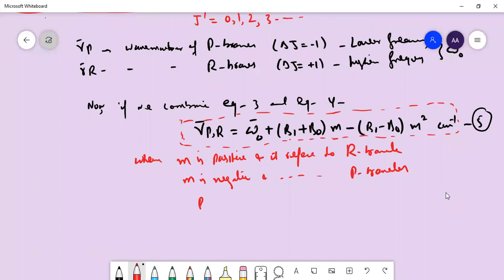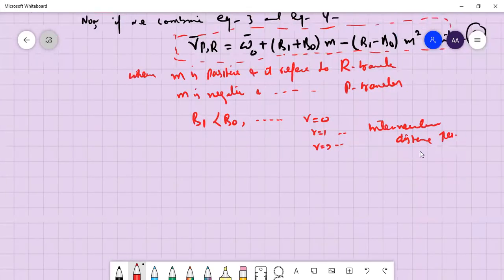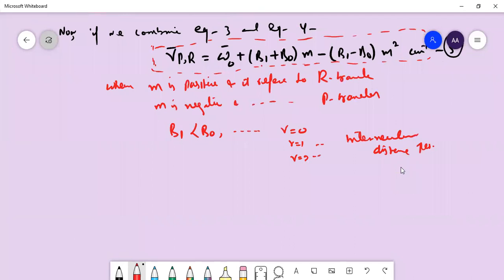Now here we know that B1 is less than B0. It means the internuclear separation is higher in the higher vibrational state. If you move from V0 to V1, V1 to V2, the internuclear distance increases. As you move on to higher and higher energy levels, internuclear distance increases. What will be the effect of this? The spacing in the R branches decreases.